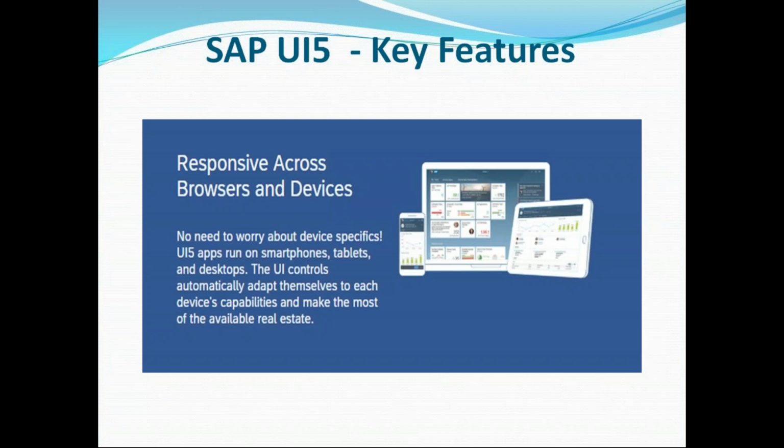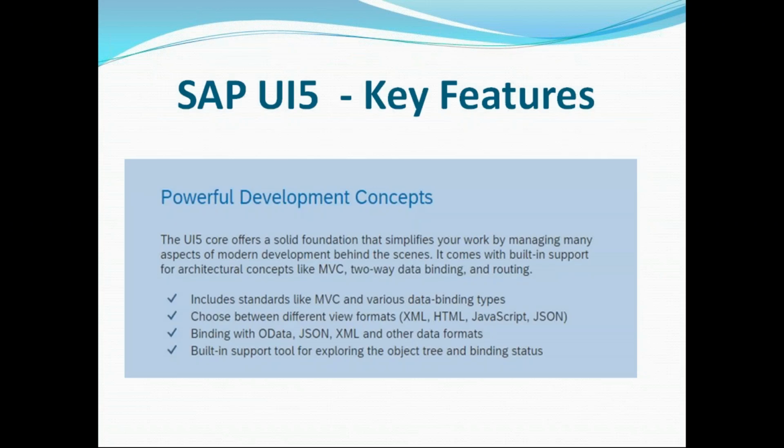So the UI5 controls automatically adapt themselves to each device's capabilities and make the most of the available features. That's what responsive means across browsers and devices. And it supports the latest concepts like MVC. It is model view controller. This is one of the design patterns to keep the development as independent as possible. My front end can be developed independently, back end can be developed independently. To put it in simple words, the front end is known as views, the back end we call a model. To let them communicate, we need some controller.